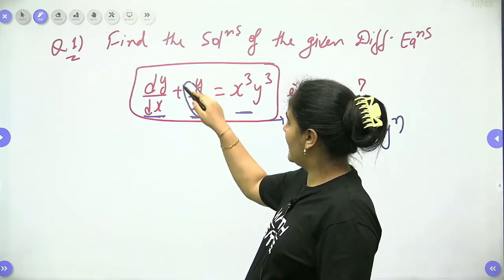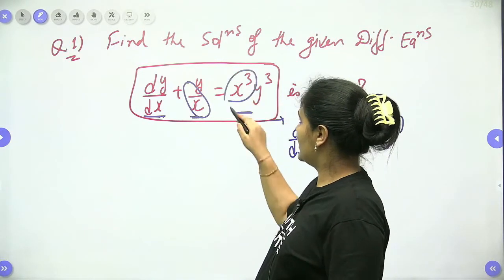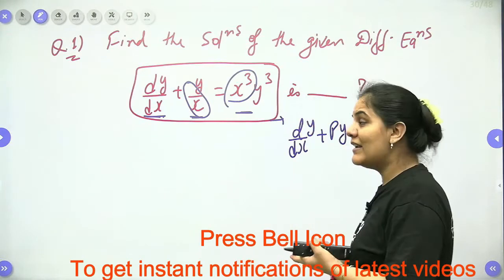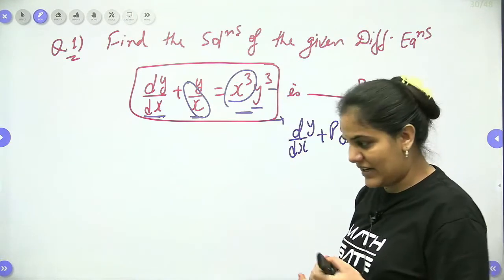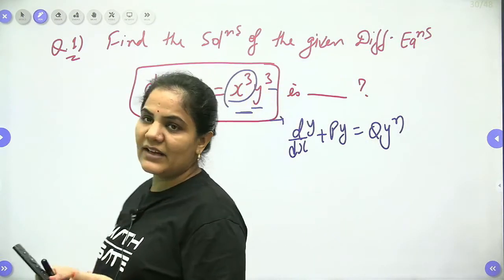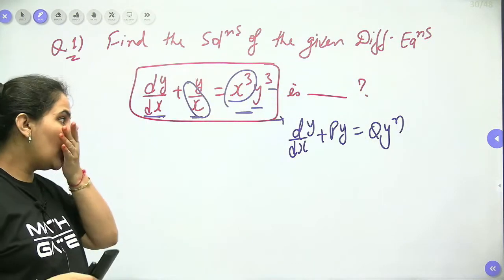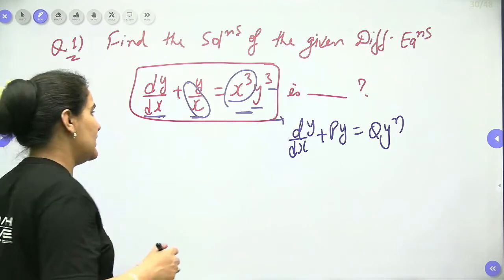Now what is p? P is nothing but 1 by x. What is q? Q is nothing but x cube. What is the power n? It is y power 3 only. Yes, exactly, we are having it like this. So we have to find the solution.